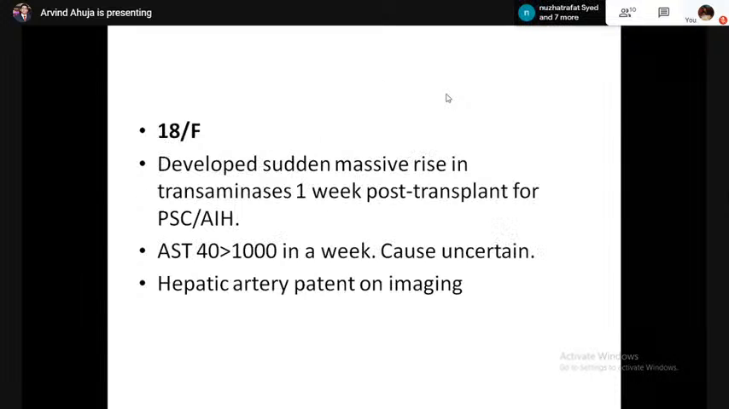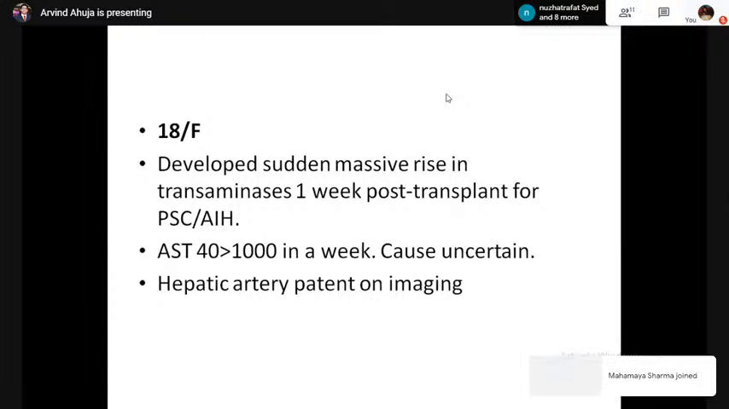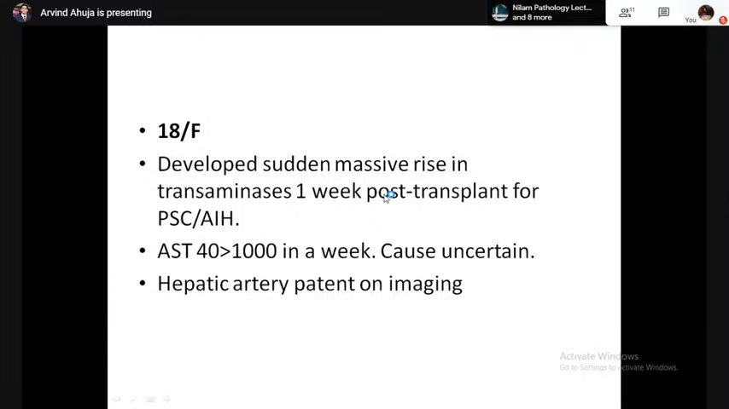Coming to this case, this was an 18-year-old female. She developed a sudden massive rise in transaminases 1 week post-transplant, which was done for PSC and AIH overlap, and AST suddenly jumped from 40 to 1000 in a week. The cause was not known. Hepatic artery was patent on imaging, therefore, the patient underwent biopsy.